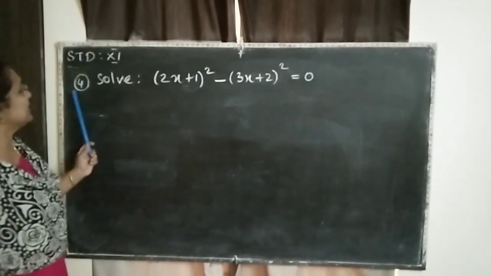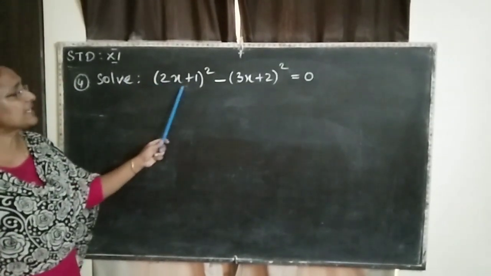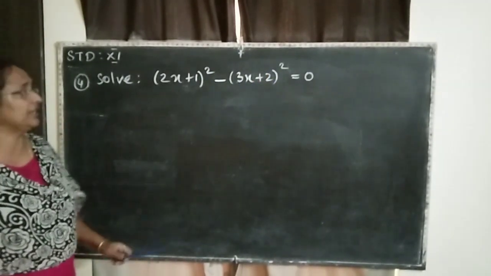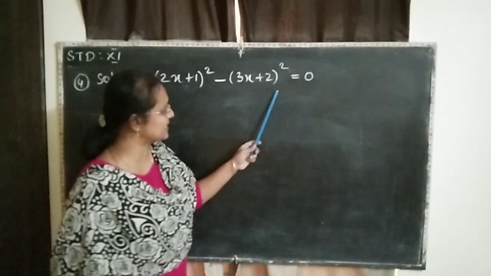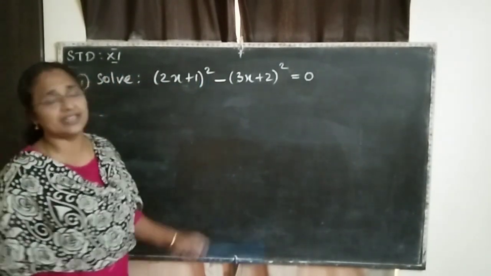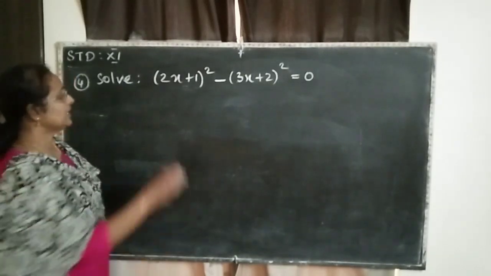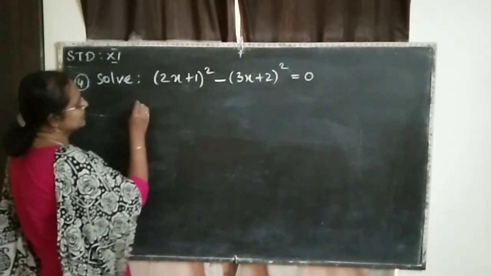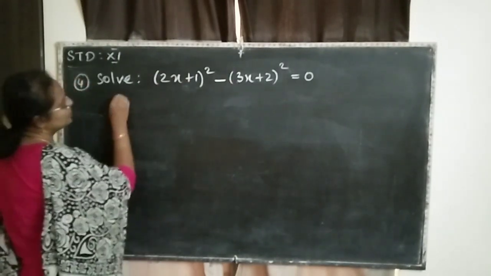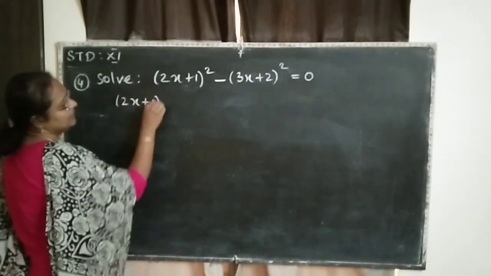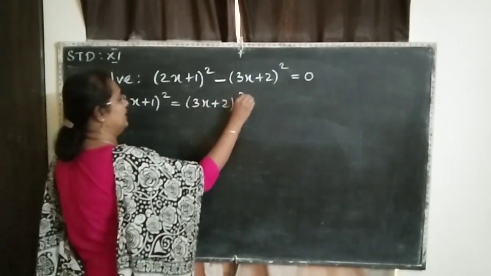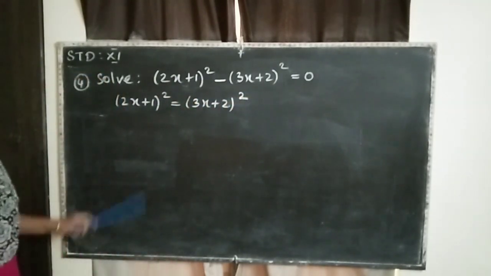Okay students, let's continue with the fourth sum now. Solve (2x plus 1) the whole square minus (3x plus 2) the whole square equal to 0. Now look into this very special sum. We cannot use the same method that we used in our previous sum, so let's be very careful. I am going to segregate this term as LHS and RHS. So what I will get? (2x plus 1) the whole square equal to (3x plus 2) the whole square.